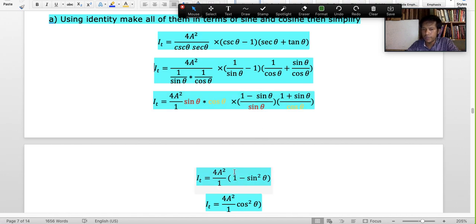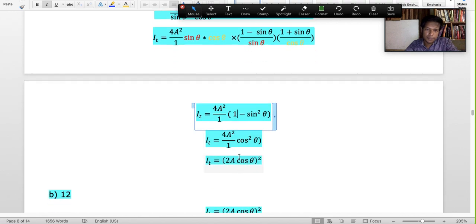That's why you will not have to write 1 square above this 1, because 1 square, 1 cube, 1 to the power 4, 1 to the power 5, everything equals 1. So writing that 1 is not necessary. 1 minus sine square theta means cos square theta.